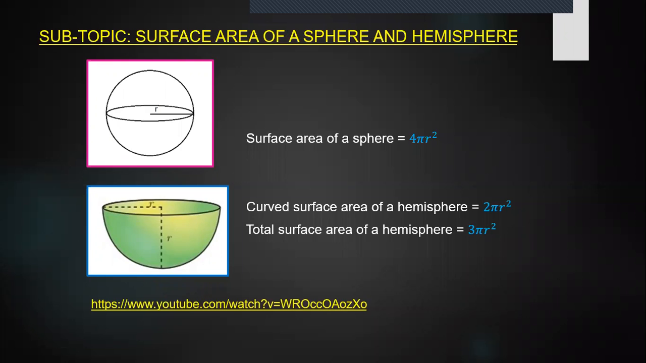Now, in this video, we are going to move to the next solids of the chapter on surface area and volumes, which is a sphere and a hemisphere. The surface area of a sphere is equal to 4 pi r square. The curved surface area of a hemisphere is 2 pi r square. And the total surface area of a hemisphere is 3 pi r square, because in the total surface area, the top circular surface also gets counted. So pi r square gets added to 2 pi r square to complete 3 pi r square.